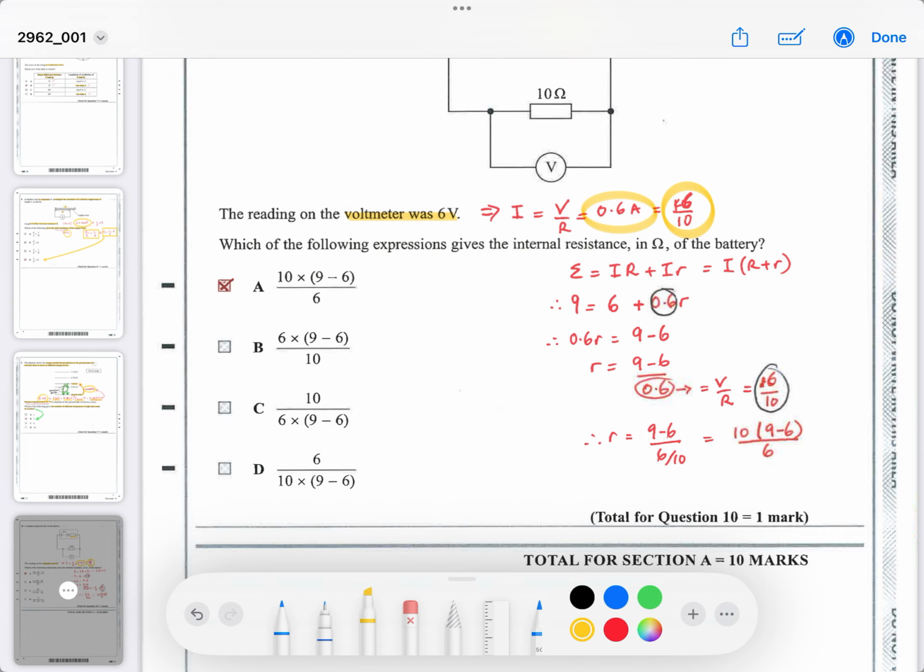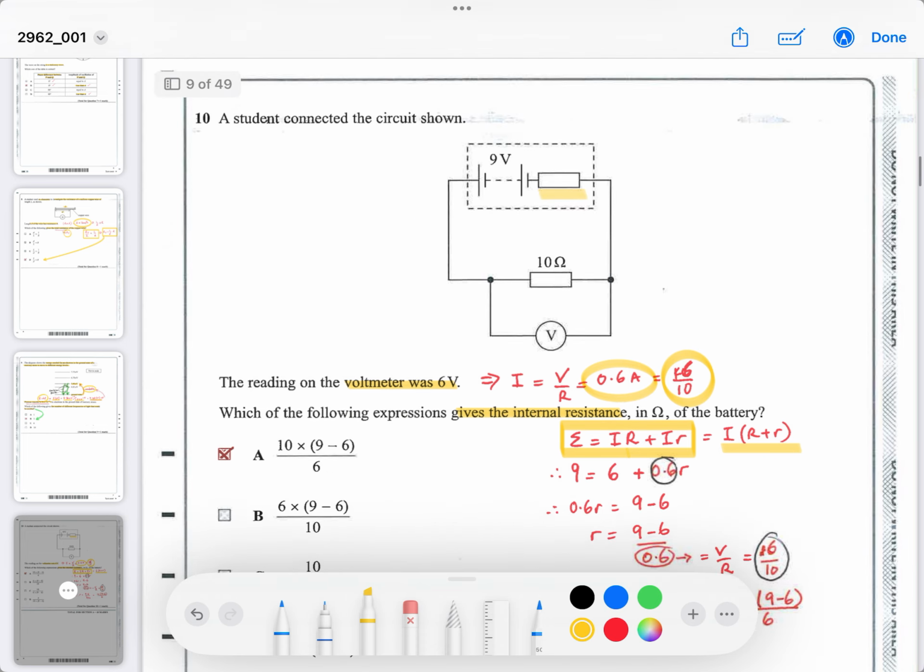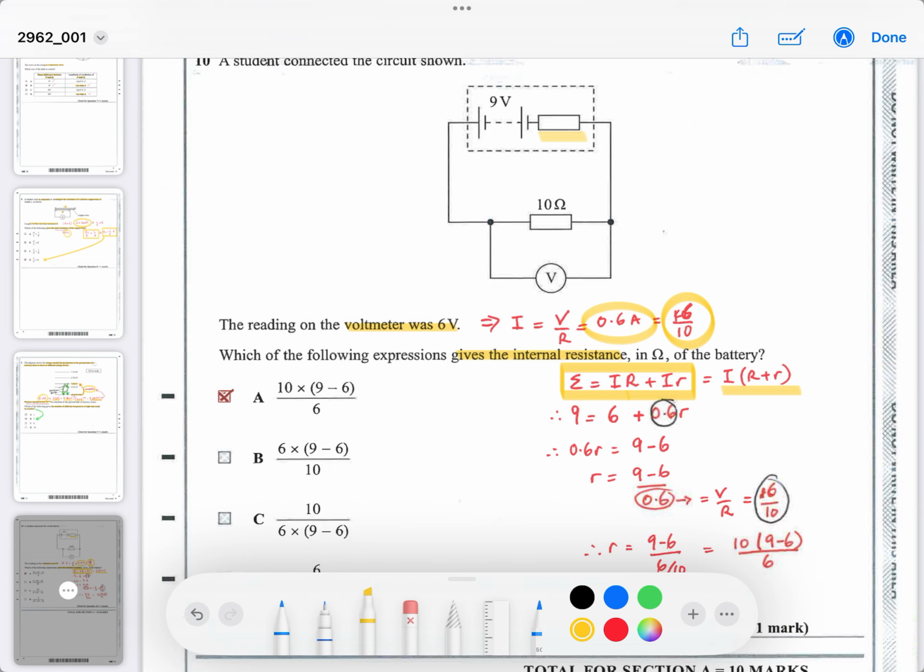Which of the following expressions gives the internal resistance of the battery? We know that the EMF must be the current times the resistance outside plus the current times the resistance inside. In other words, the current times the total resistance of the circuit, external resistance and internal resistance. EMF was 9 volts, if you look at the diagram. The voltmeter is reading 6, so that's equal to IR, and therefore the current we know is 0.6, which I should change to 6/10 to make it into the form that the answers are given.